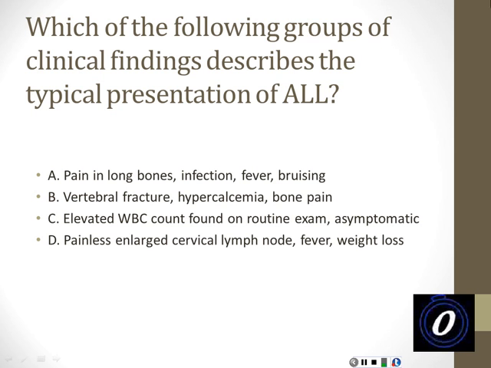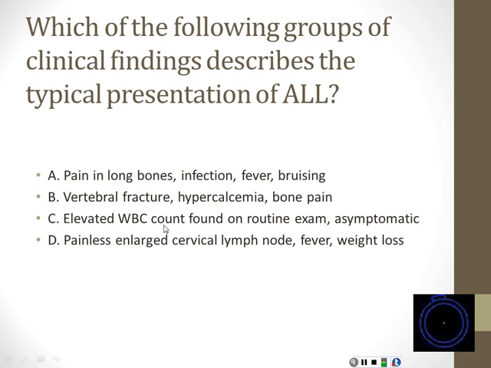All right, that's everybody. So the typical presentation is going to be A. Pain in the long bones, and that's because the bone marrow is trying to expand to make even more broken cells. Infection, that's as the bone marrow is producing all these blast cells, it's not producing the normal white blood cells that fight off infection. Fever, that's from the infection. And then bruising, that's from the thrombocytopenia that results from the bone marrow suppression that results from the ALL, from the broken cells being produced.